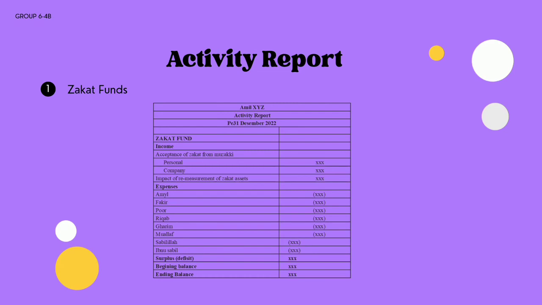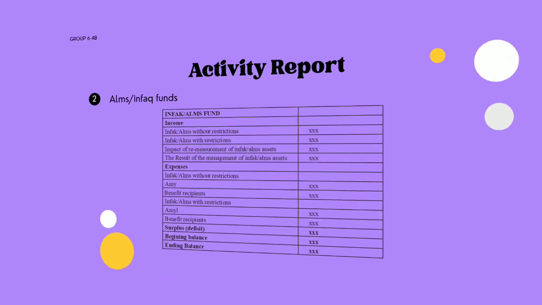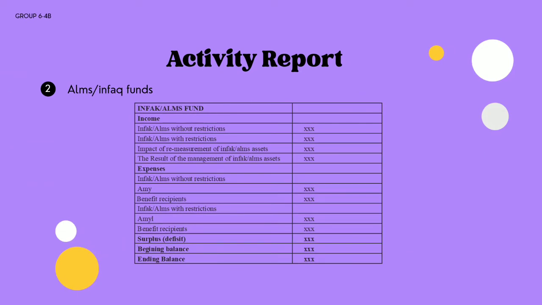Point B is alms infak funds. Alms infak funds consist of income from acceptance of infak and alms with restrictions or muqayyadah, receipt of infak and alms without restrictions or mutlaqah, and the impact of remeasurement of infak and alms assets, as well as the result of infak and alms asset management.